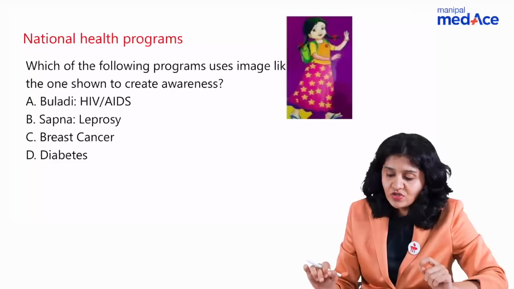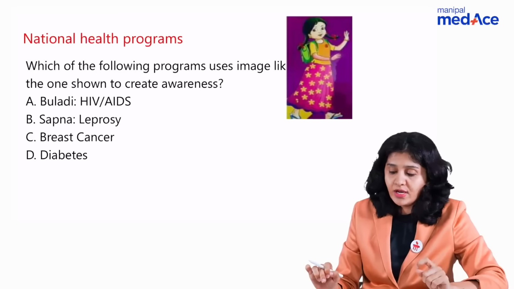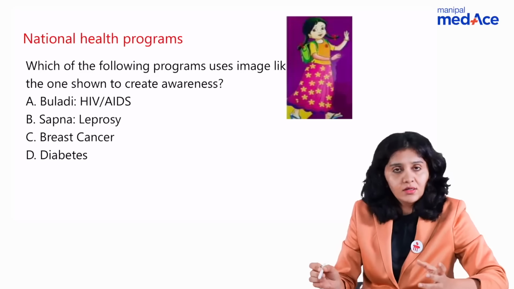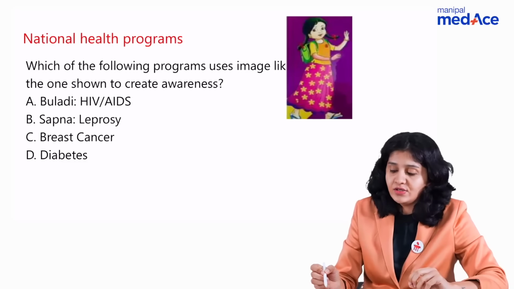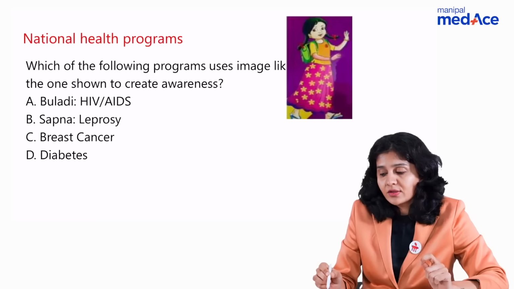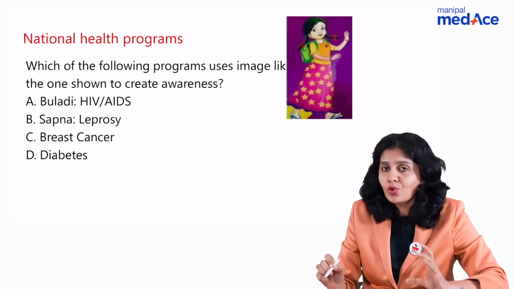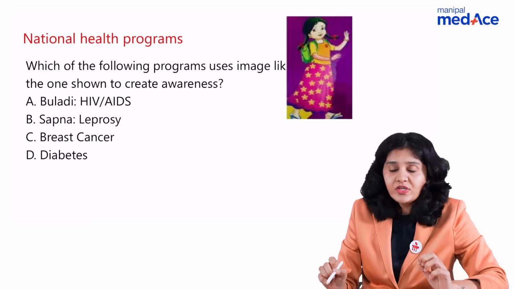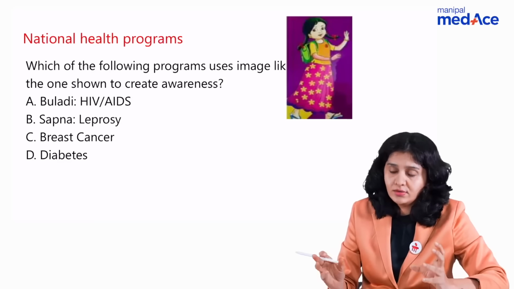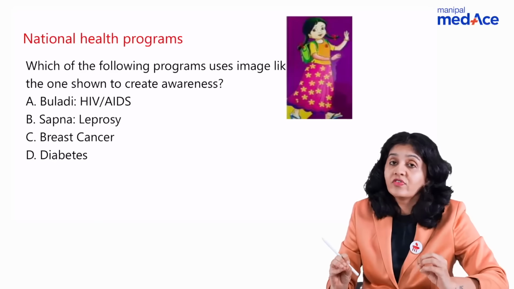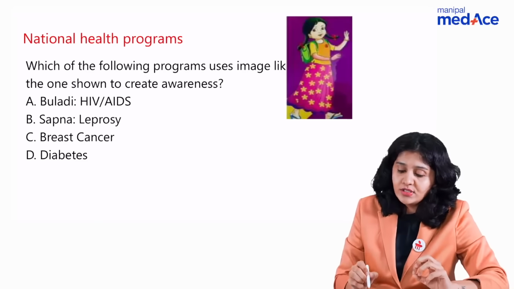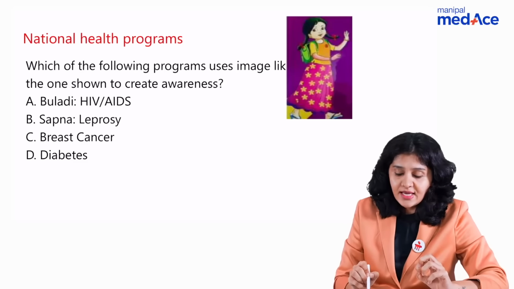Moving on to the next question, which is again from National Health Programs, right? Which of the following programs uses an image like this, the one shown in the picture, to create awareness? So let us look at the image here. There is a small girl carrying a bag. So it looks like a school-going girl, right? Against which disease is this girl creating awareness? So is it HIV, leprosy, breast cancer or diabetes?